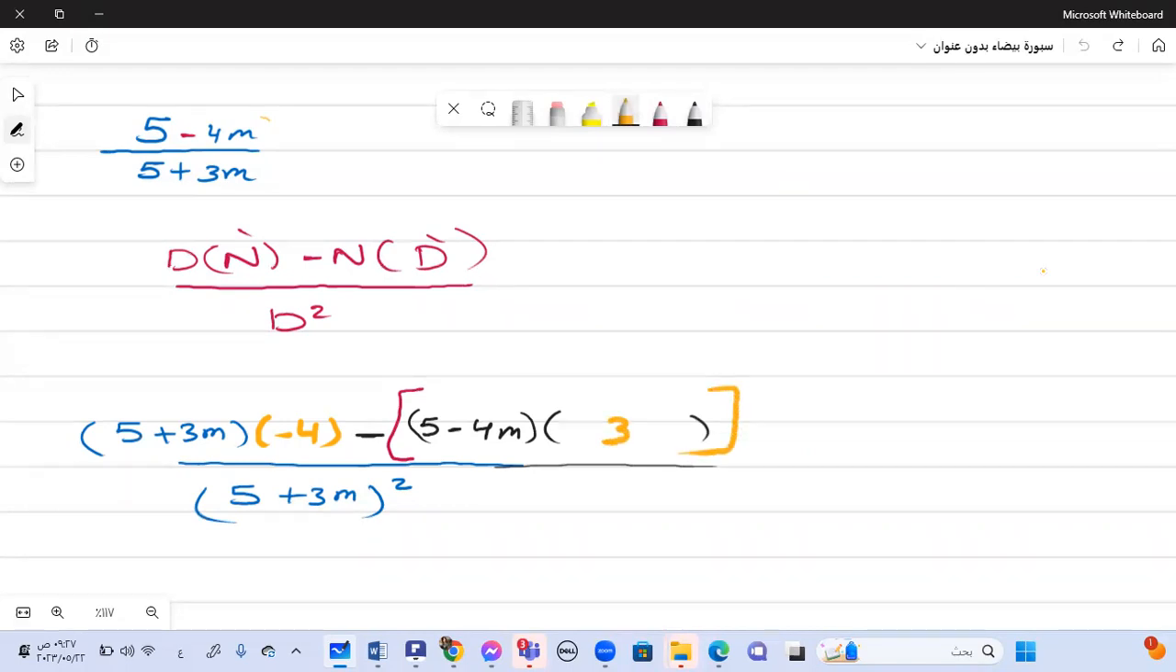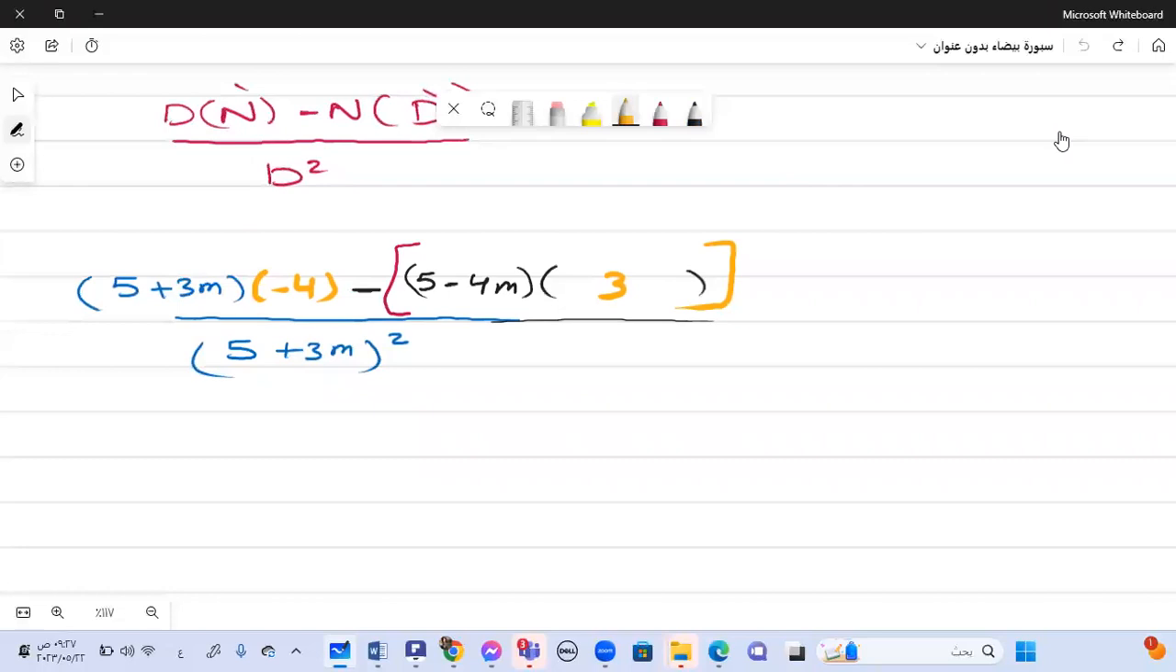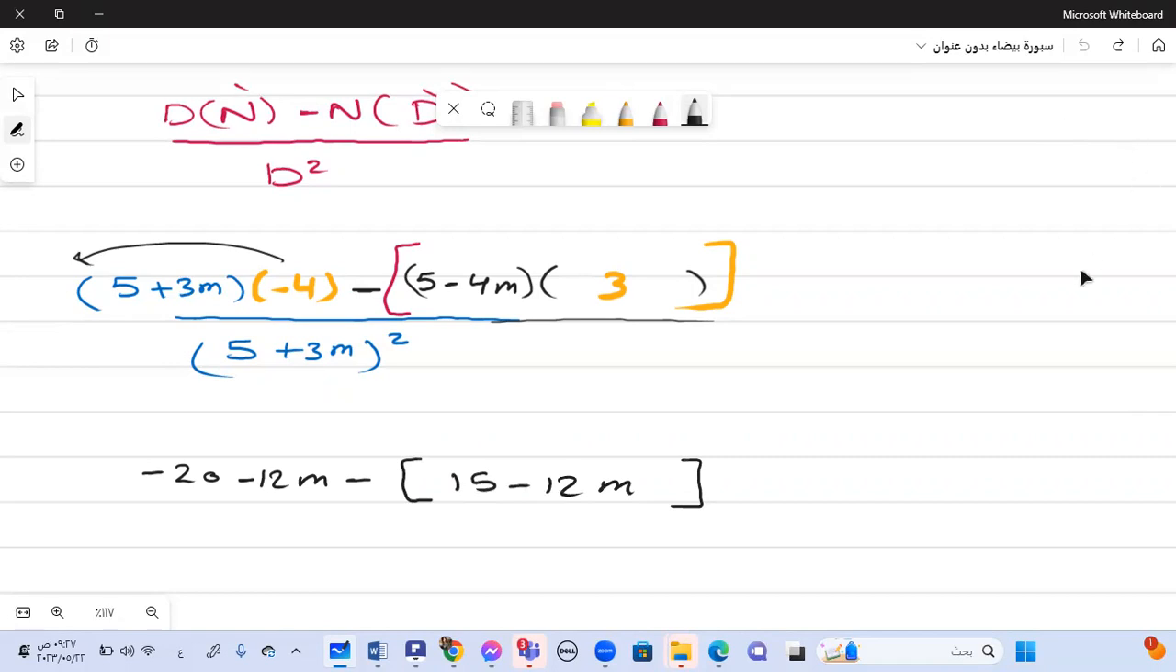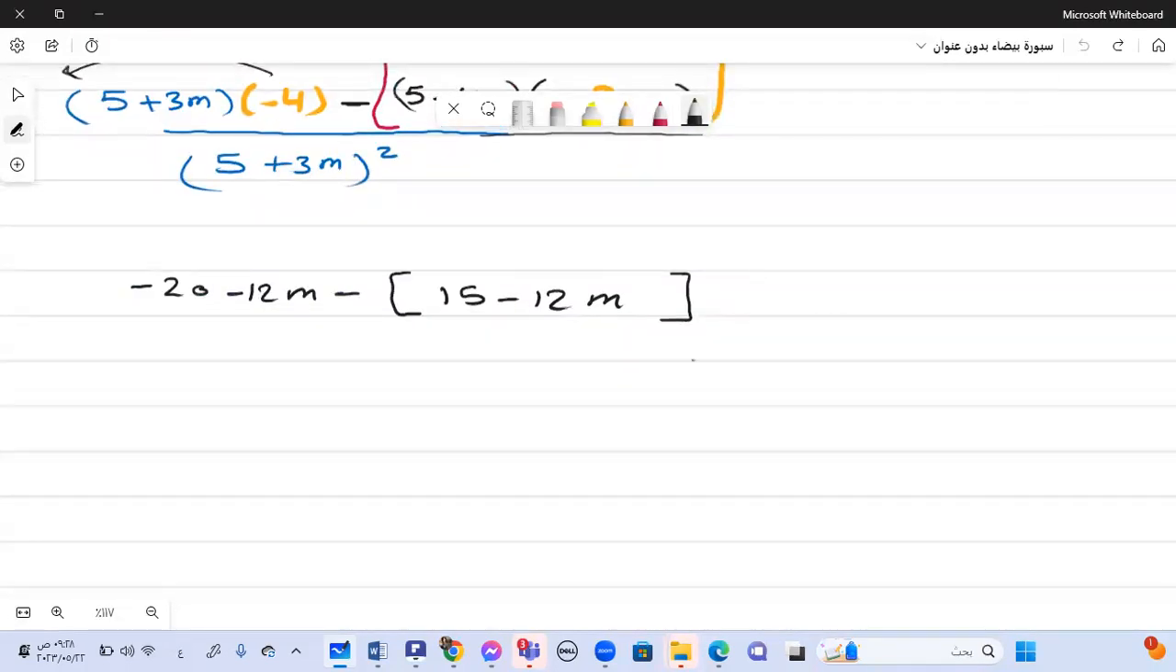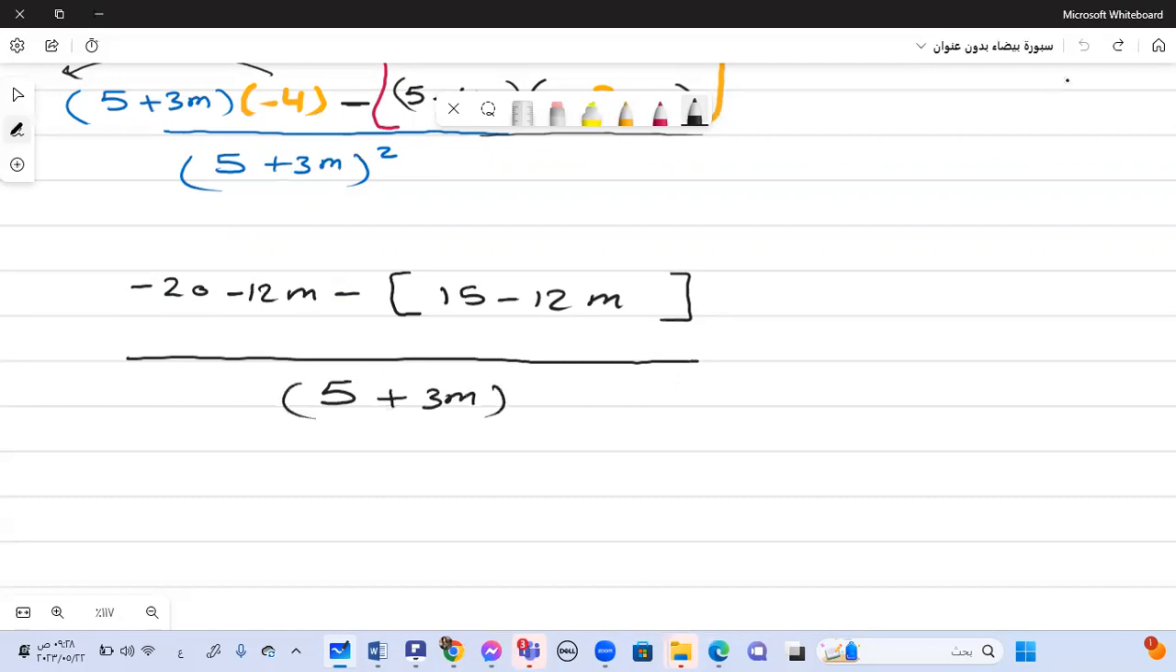Step by step. Any problem? No. Okay. We should distribute now. Negative 20 minus 12m. This is the first part. Minus, leave it as it is until you do the multiplication: 15 minus 12m. Step by step, because this is the mistake that happens with you. Okay, over the square, 5 plus 3m squared. Keep the square as it is.